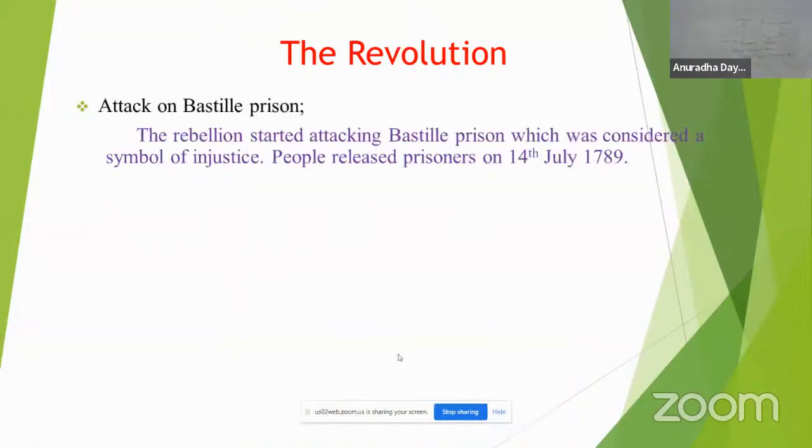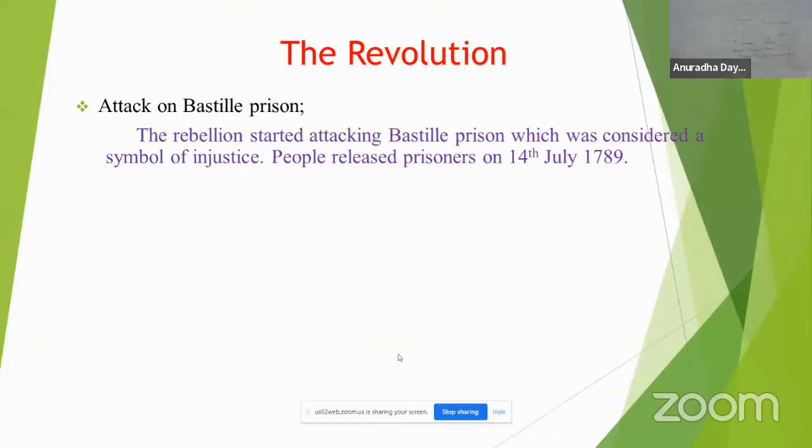Attack on the Bastille prison. The rebellion started by attacking the Bastille prison, which was considered a symbol of injustice. Why? Because all the political prisoners were kept in the Bastille prison. All the political opponents of the king were imprisoned not because they had done a wrong thing. They were not guilty. They were not brought before a court, and no court gave them a punishment to imprison them. But the king, on his own, decided to keep these people in the Bastille prison.